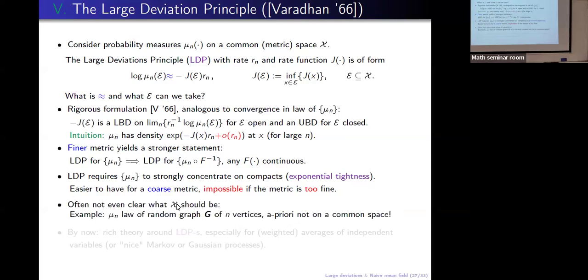Now, in examples, it's often not even clear what to do because it's not even clear what to put as a common space. A good example I have in mind is mu(n), the law of a random graph of n vertices, but per n I change the space, so it's not clear what a common space is here. By now, there is a rich theory around large deviation principles, especially for weighted averages of independent variables, nice Markov chains or Gaussian processes, but there are quite a few examples which are not covered by the theory.